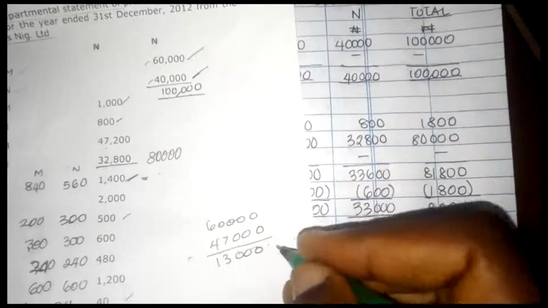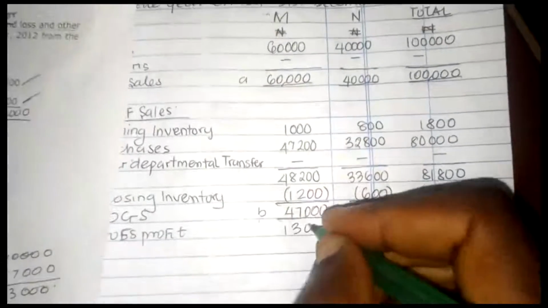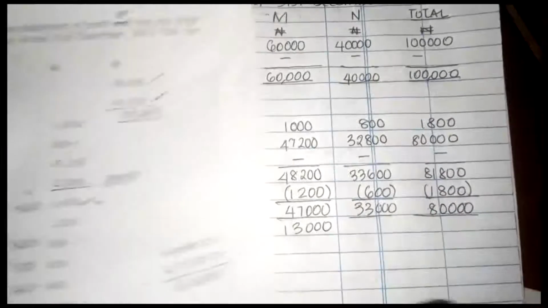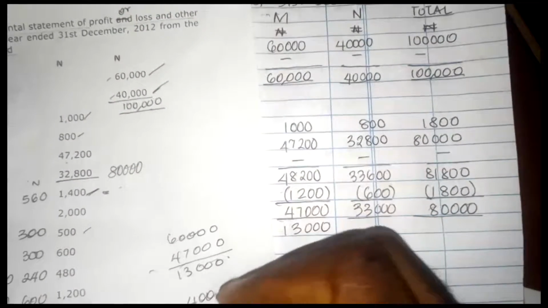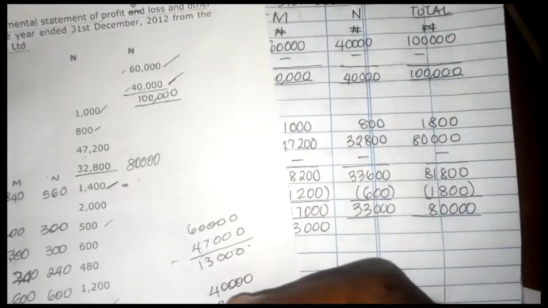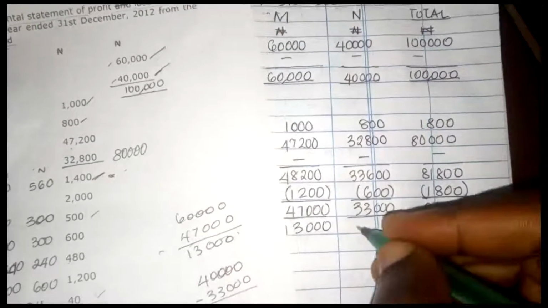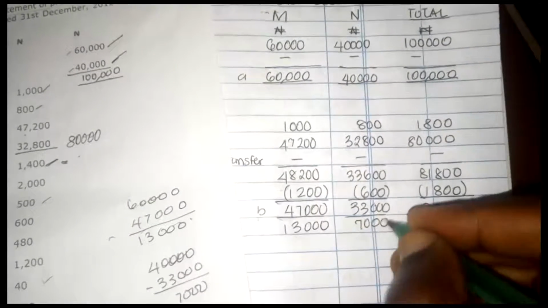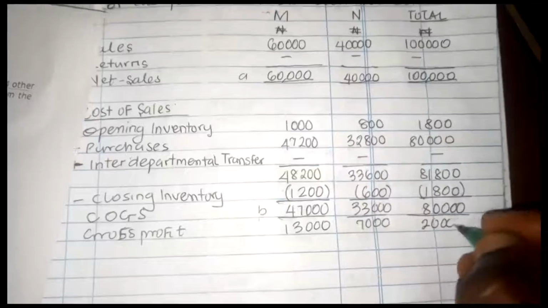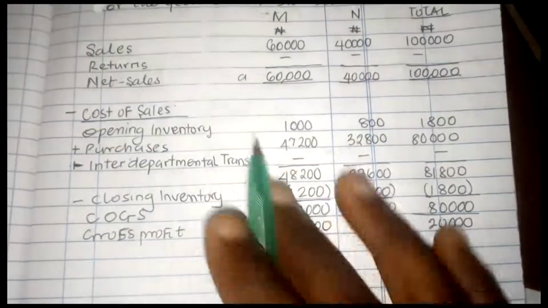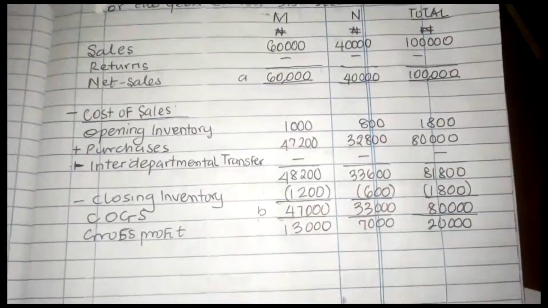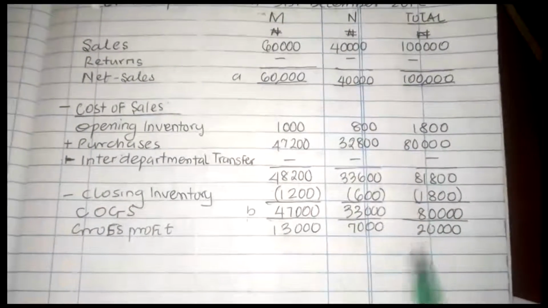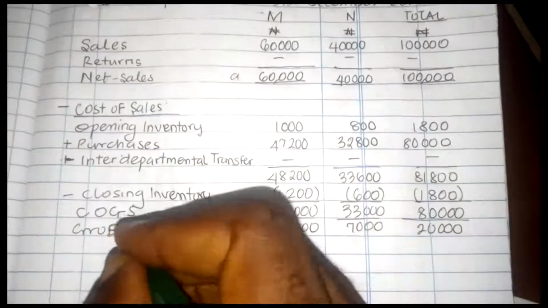Can you see what I'm doing? So this will be 13,000. Then for department N, we have 40 minus 33. So it will give you 7,000. So the total gross profit will be 20,000. One of the advantages is that the departmental account will show individual gross profits for each department. So that is one of the advantages. Are you with me now? So that is gross profit.